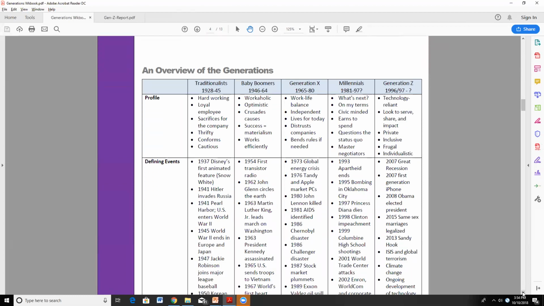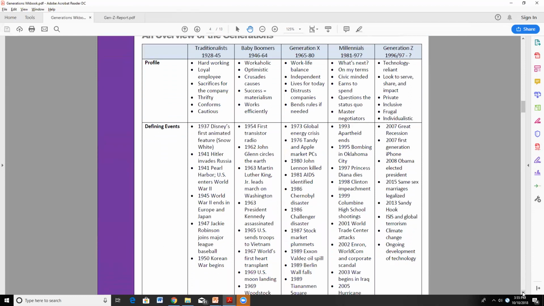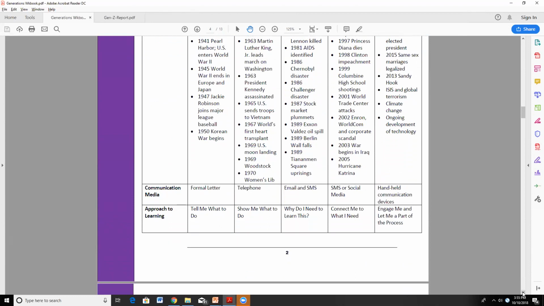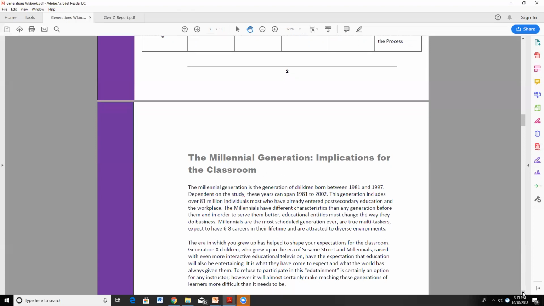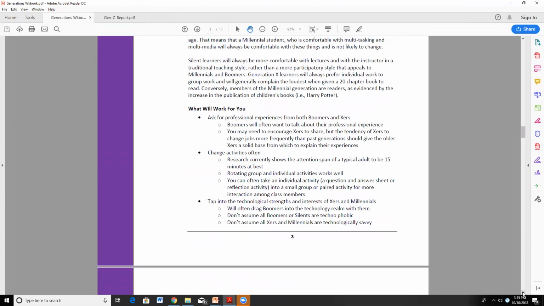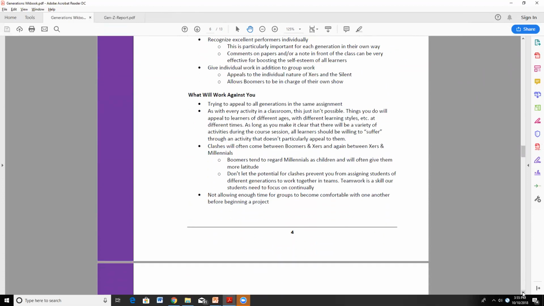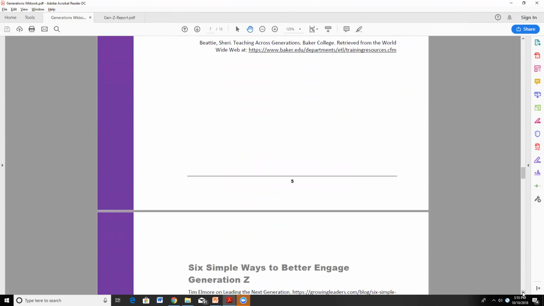So in your workbook or your guide, you have a quick overview of the generations in chart format, which should appeal more to my Gen Xers. Just giving those big ideas, profile of each of those generations, some defining events, communication media, their approach to learning, and then a couple articles that I hope you find interesting, one on the millennials, and then one on Generation Z. Just basic short articles on what works when you're working with students, what works against you with students of those ages, since, let's face it, they are the primary focus of our classrooms in adult education at this point.